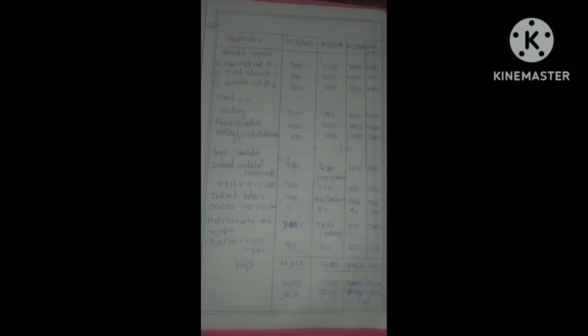So guys, now we have to calculate semi-variable cost. So in the question he has given normal capacity producing 700 units and the selling price per unit is 50 per unit. And he has given values in both the amount and in rupees of semi-variable cost. So we have to divide each value with 700 units and subtract with the rupees value of semi-variable cost. So first take down indirect material.